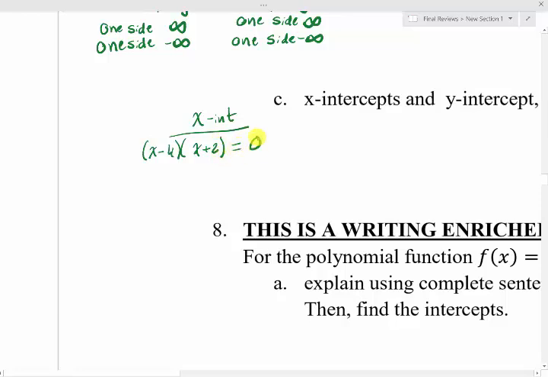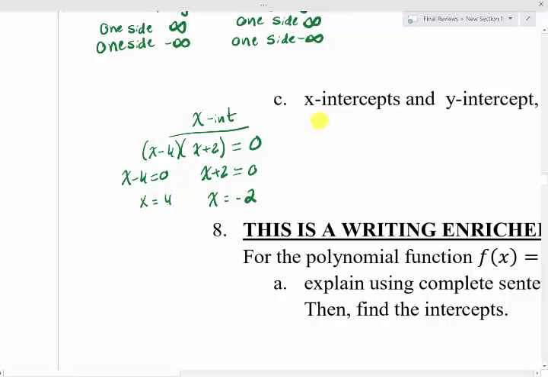And again, since we have two things being multiplied together, set equal to 0, we can use our zero factor property. x minus 4 equals 0, and x plus 2 equals 0. So x equals 4, and x equals negative 2. And then we can use our multiplicities for these to tell whether or not our function will be crossing or touching the x-axis, which is really nice.